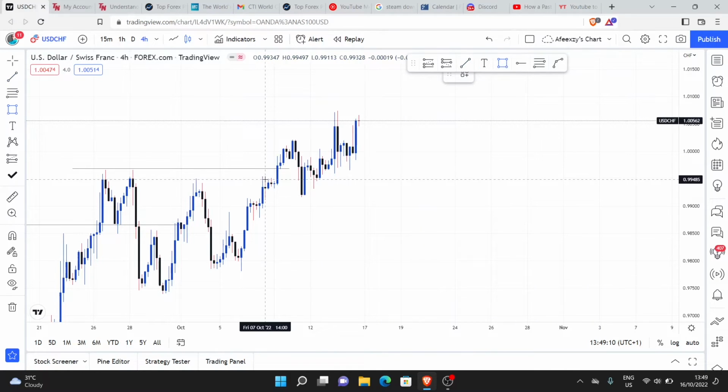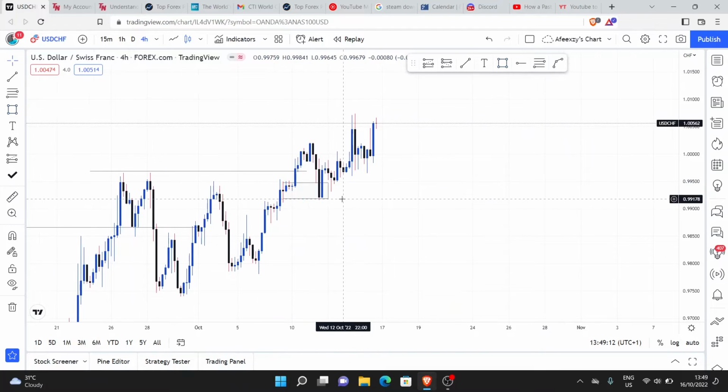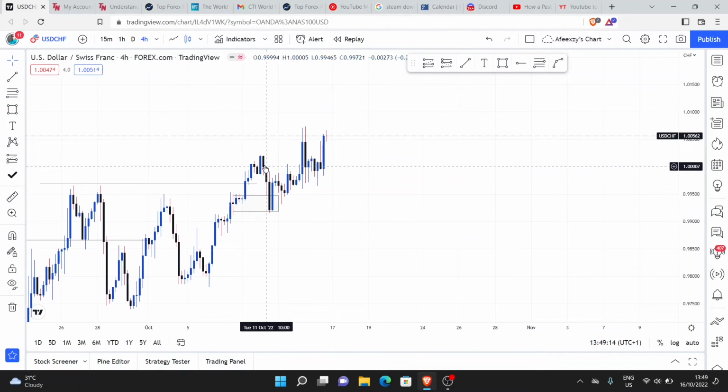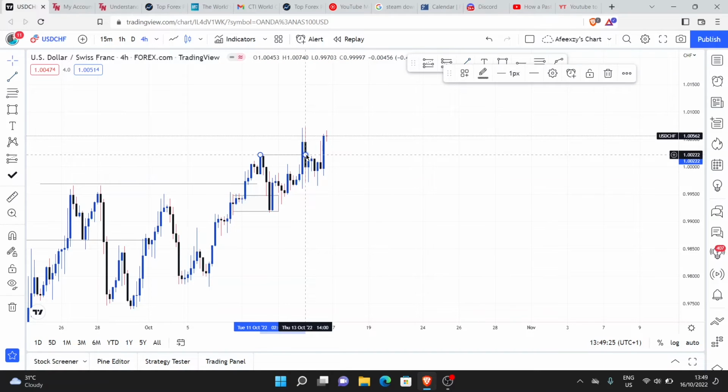There's some kind of OBs here. Then it came to this OB here, and now we are making another break of structure here, and overall we are bullish. And on our higher time frame perspective, we are bullish.